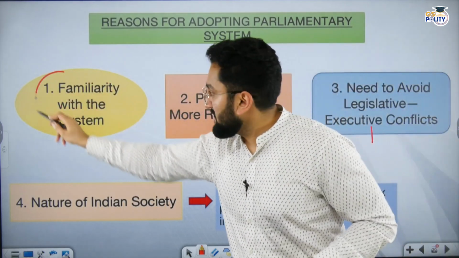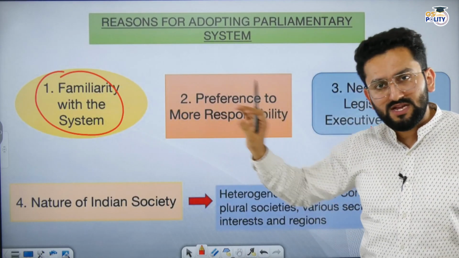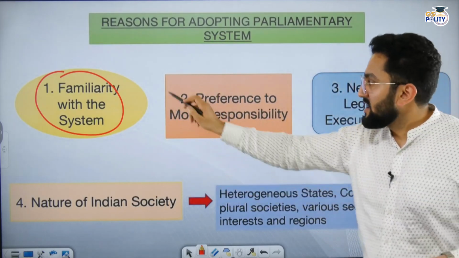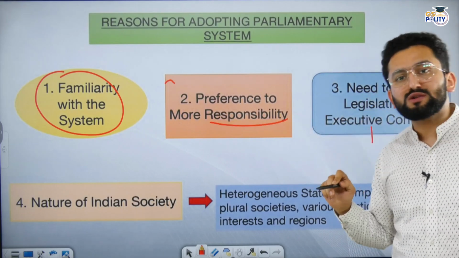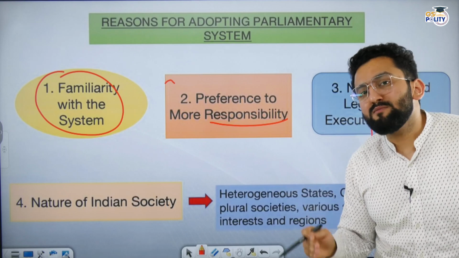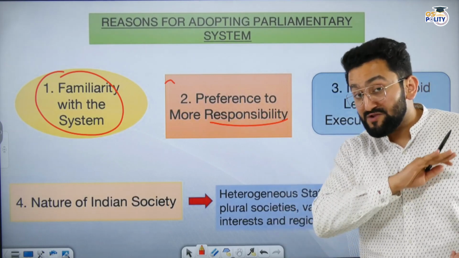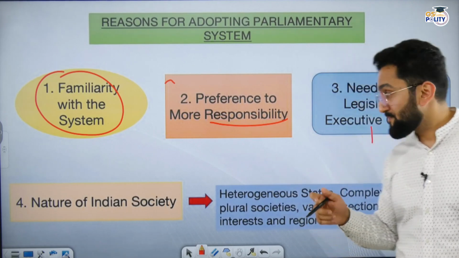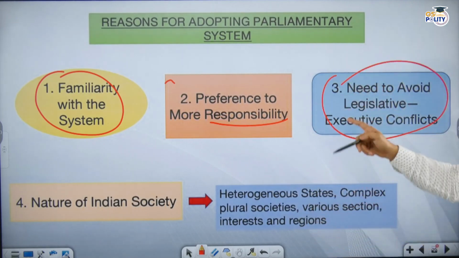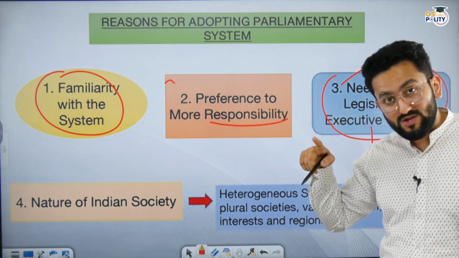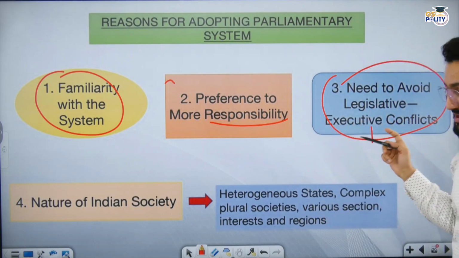For example, number one, familiarity with the system. This was one of the core reasons. It was working fine. Second, preference for more responsibility, because without responsibility there can be a scenario of autocracy, which we never wanted, because we were recently getting independent. Need to avoid legislative-executive conflict, like happened in Donald Trump's time in the US. We did not want these kinds of conflicts.